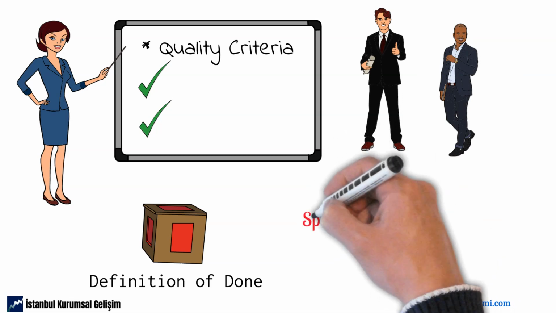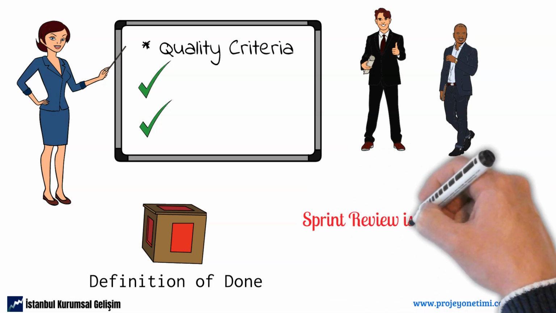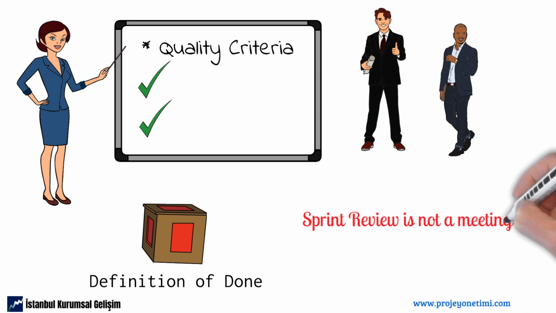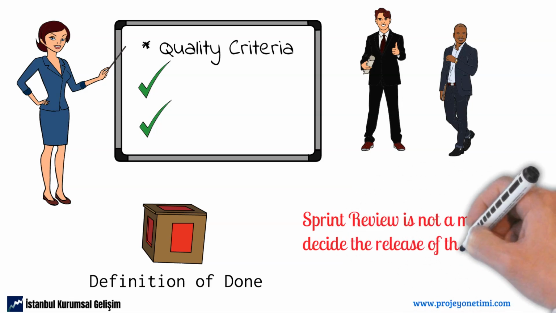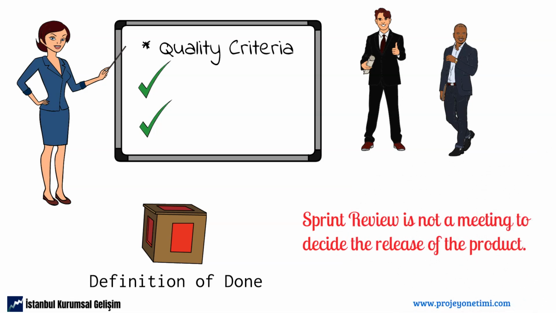On the other hand, the sprint review meeting is not an event to make the resulting increments available to the end customer, in other words, to release the product version. The Scrum team does not need stakeholder approval to release an increment. They can do this at any time during the sprint. Thus, they can measure the reaction of the end customer.